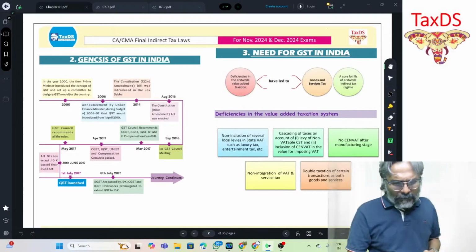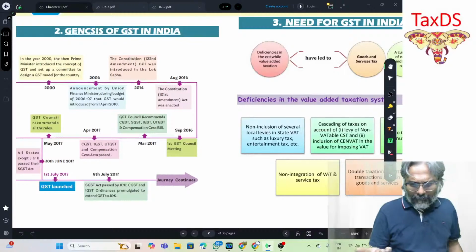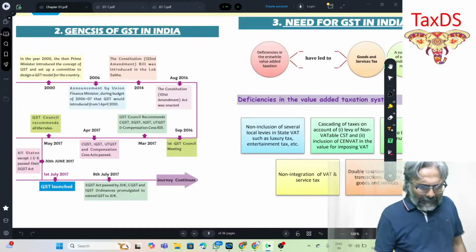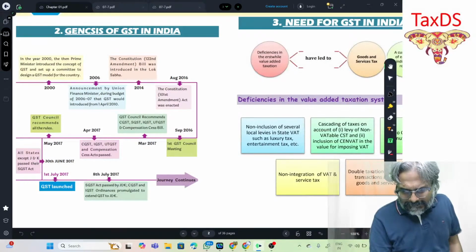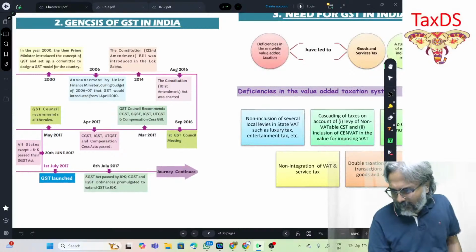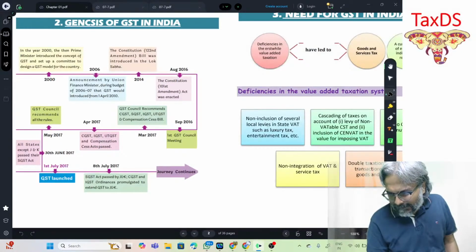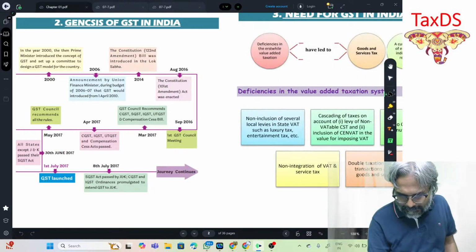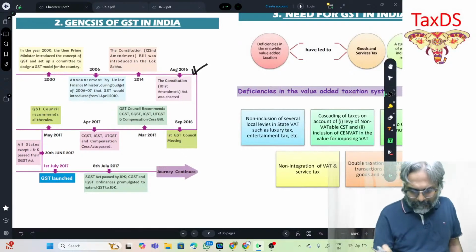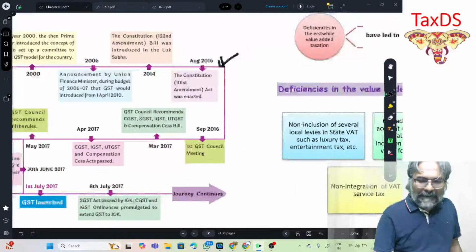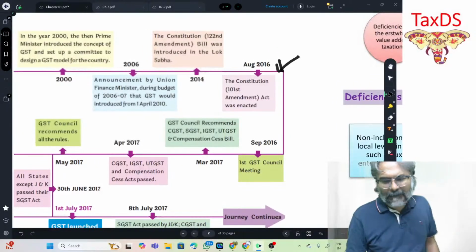GST, Genesis of India, students, all of you are aware of it. Couple of two or three things, students. These dates, obviously they will not ask at your level. At Inter CA, that is an important question, not at your level, but nevertheless, if I may tick mark some dates for you, couple of dates, Prasanna. Good evening. August 2016. This is the date.